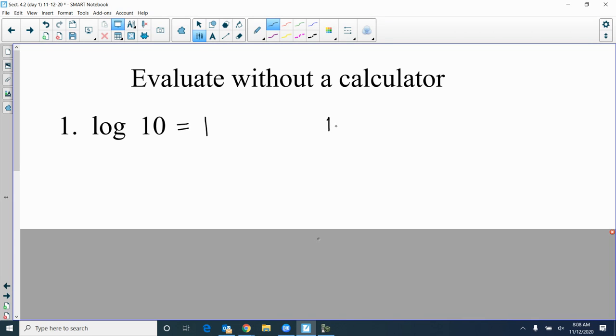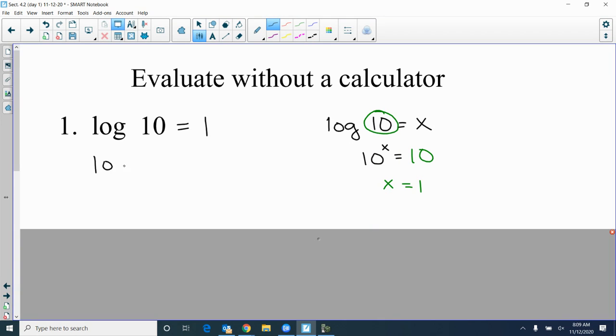When you see this, if you don't know what the answer is by looking at it, what you can do is just set it up, think of it as an equation. So what do you want? Log of 10 equals something. Well, what does this mean? Convert it to exponential form. Log of 10 means this is the base 10, and it's saying 10 to what power equals this number right here. 10 to what power equals 10? Well, 10 to the first power equals 10. So the log of 10 equals 1.